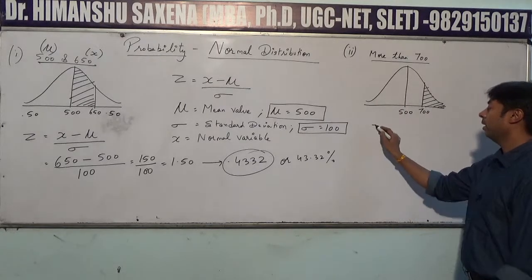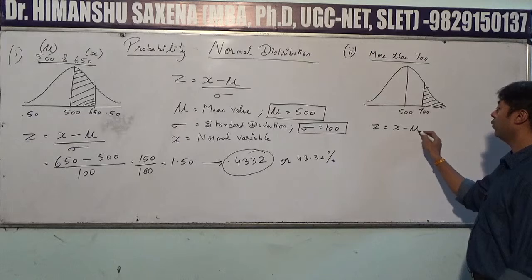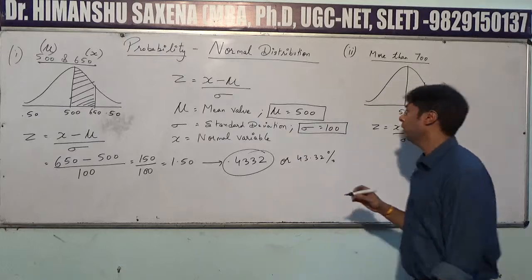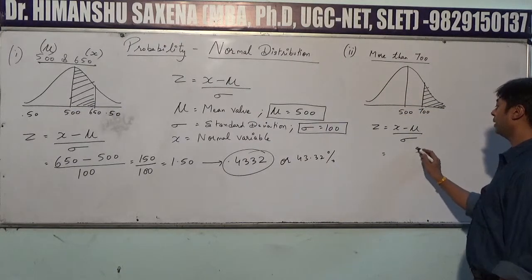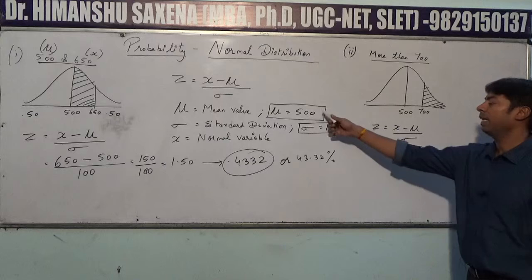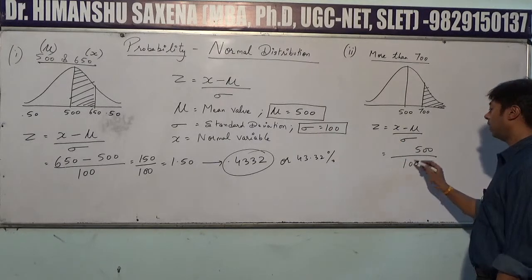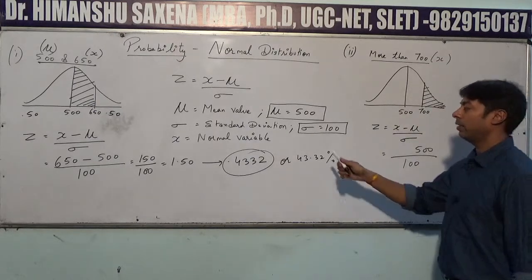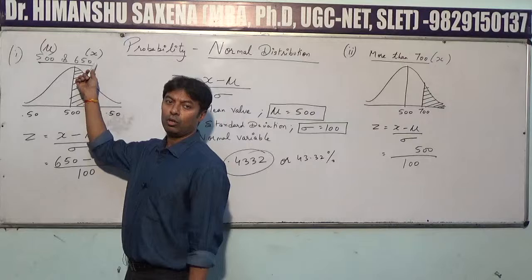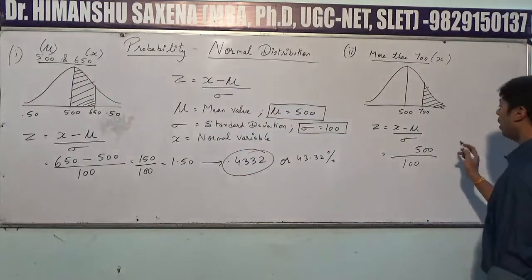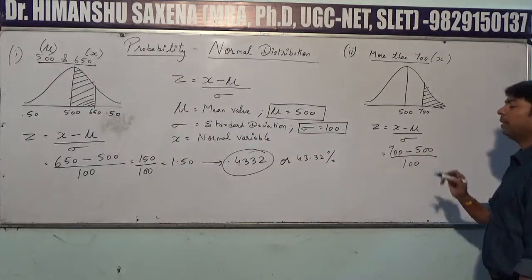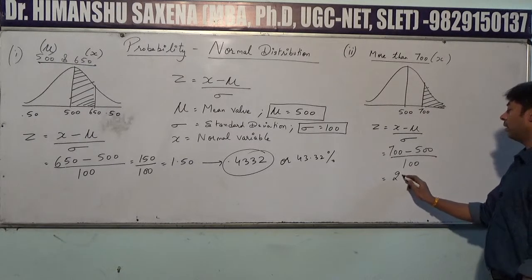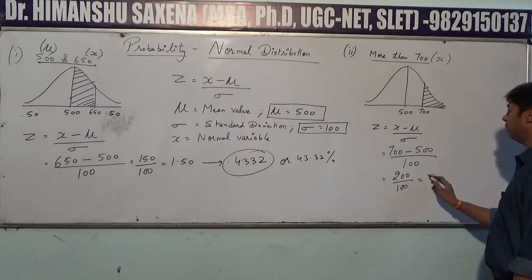Now more than 700. Initially we will have to apply the same formula, that is x minus mu upon standard deviation. Now you know that mu will remain the same, that is 500, explained to you earlier, and the standard deviation will also remain the same, that is 100. Then what will change? The value of x. In the first part the value of x was 650. Now in the next part the value of x will be 700. So please solve it. 700 minus 500, that is 200 upon 100, will be equal to 2.